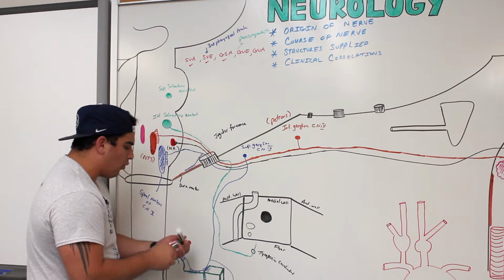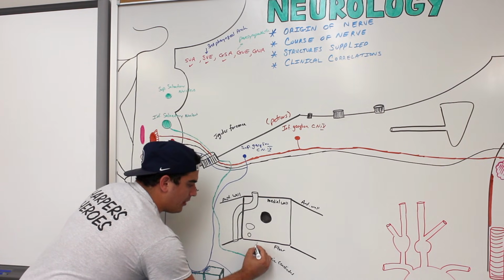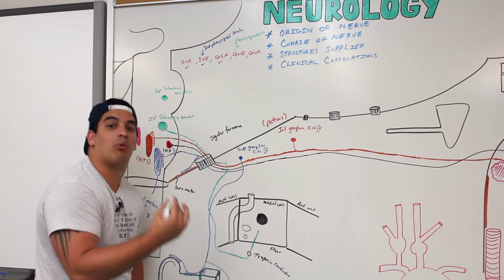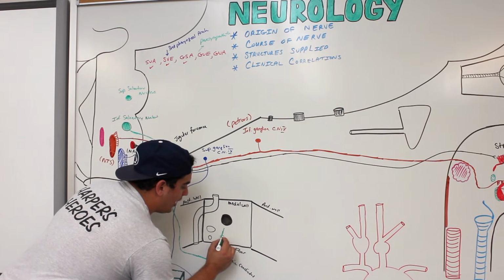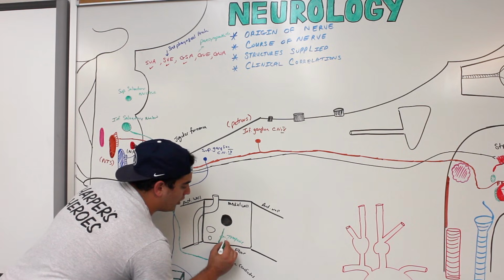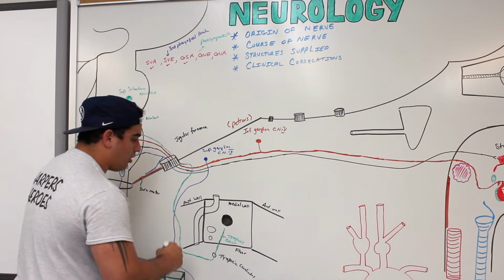It moves through that hole. What would you call this guy here that's actually coming up through the tympanic canaliculus? We actually call this the tympanic nerve, or the tympanic branch of the glossopharyngeal nerve. So you can call it the tympanic nerve, or if you want, you can call it the tympanic branch of the glossopharyngeal nerve.